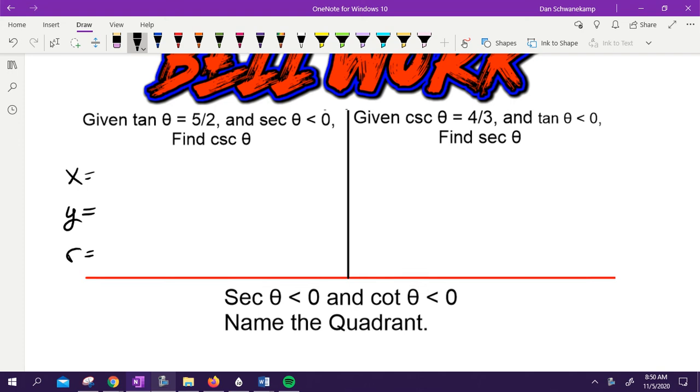Based off of what they gave me here, Eli, what do I know? So y is 5 and x is 2 based off of this. Good. You said secant is less than 0. What does secant mean? R over x. So that means r over x is negative. I don't care about an r because an r can't be negative. So you went ahead and said x was negative? Yeah. Okay, good. So x was negative. How did you say that the y was negative?